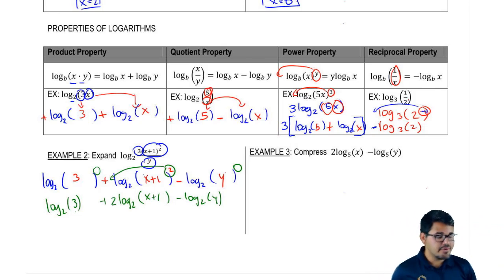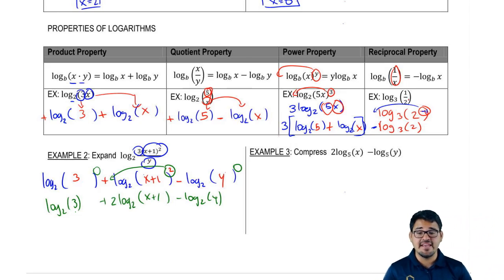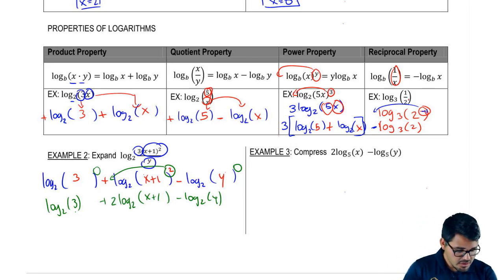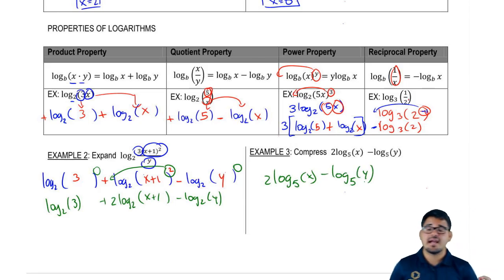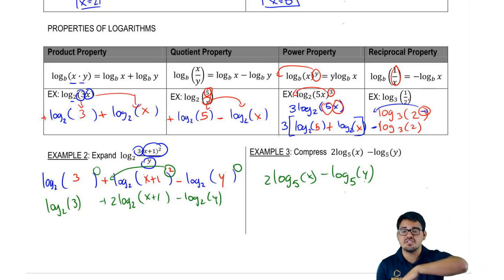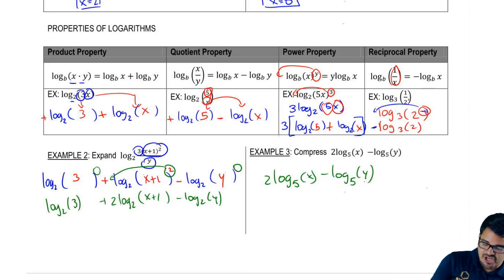So here we have 2 log 5 of x minus log 5 of y. What we're trying to do is, since we already have individual logs, make it into 1 log. That's what compression means. So let's rewrite it here just because I can't really work with it up there. The first thing we're going to do is, like I said, since the last thing we do in expansion is to bring down exponents to coefficients, the first thing we're going to do in compression is bring up coefficients to exponents.